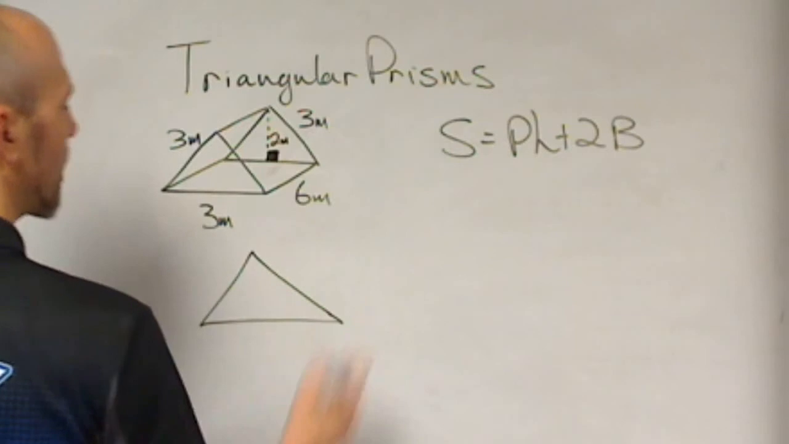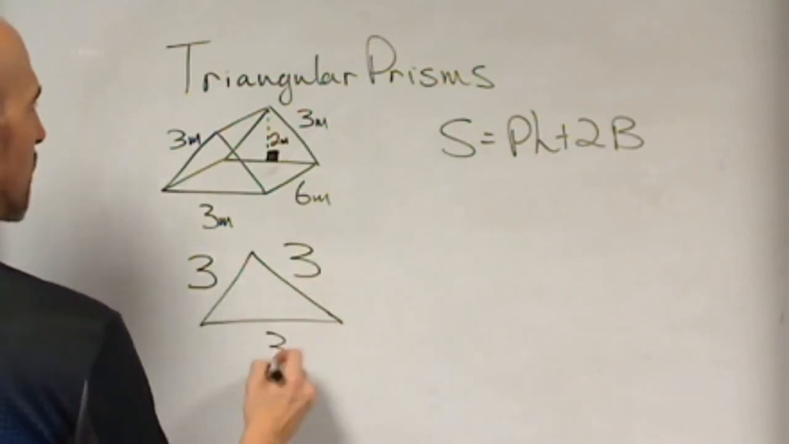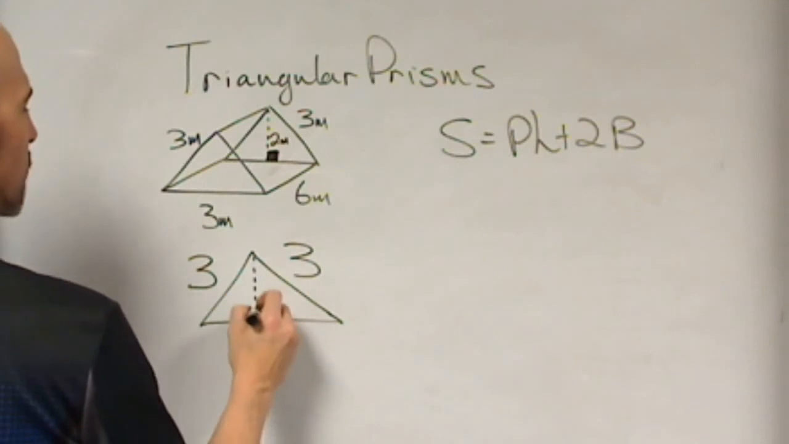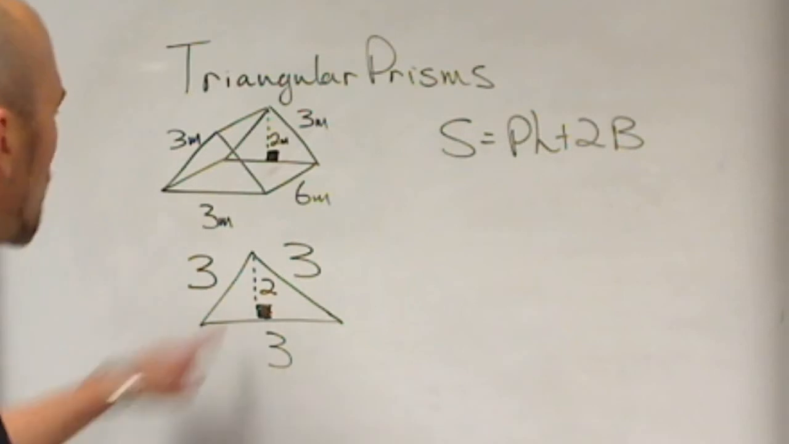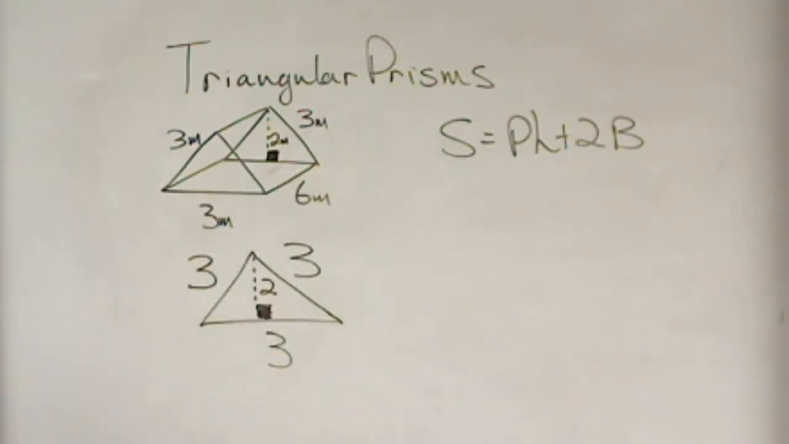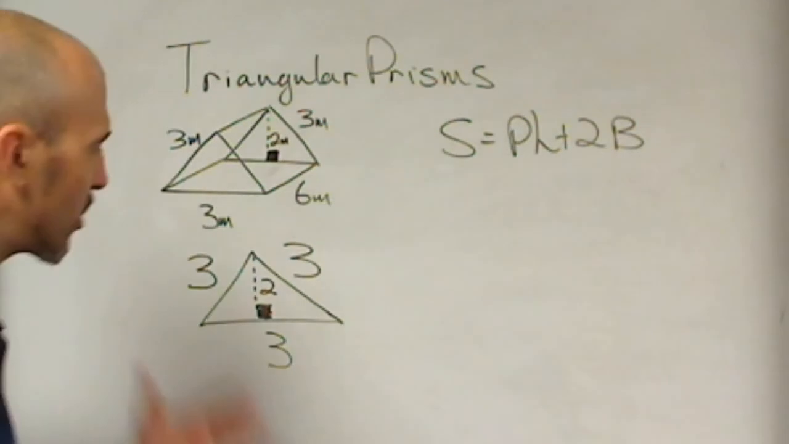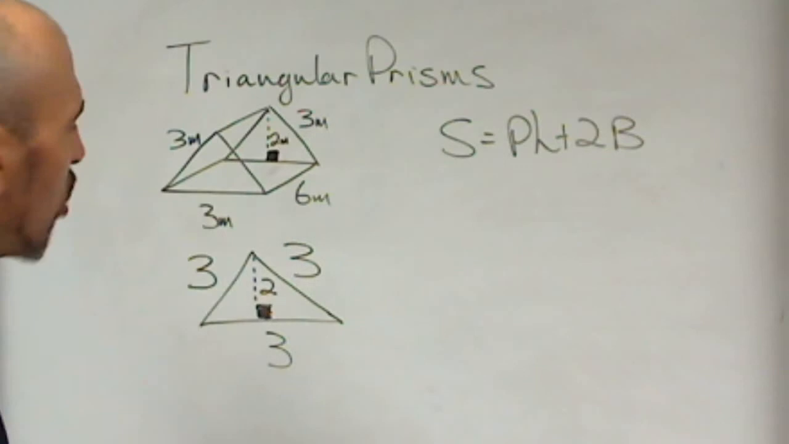When you draw your base, you need to put everything in. You need to put all the sides, and then you need to put the height of the triangle. We do this so we make sure we don't get the height of the triangle mixed up with the height of the prism. And if you remember before, whatever number's missing from your original picture, that's your height. That's all set up for this.